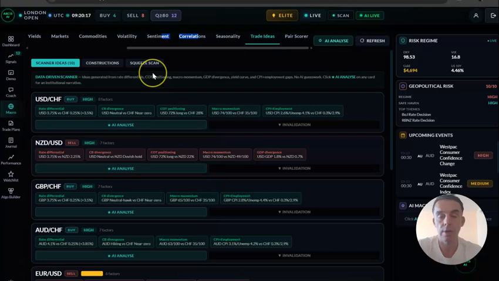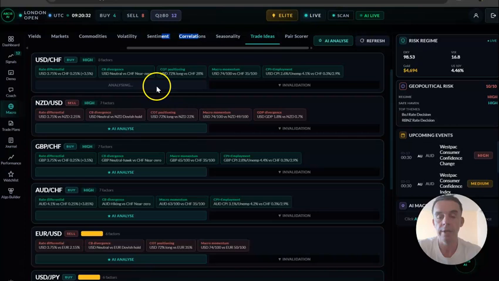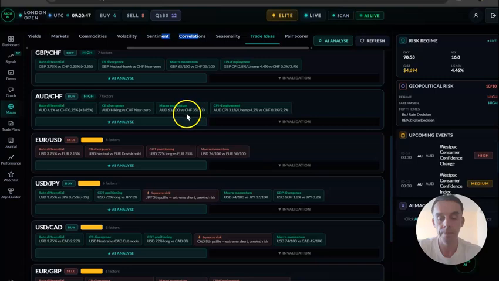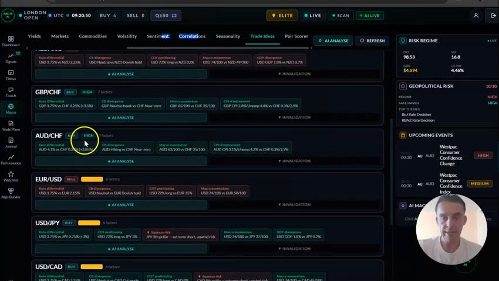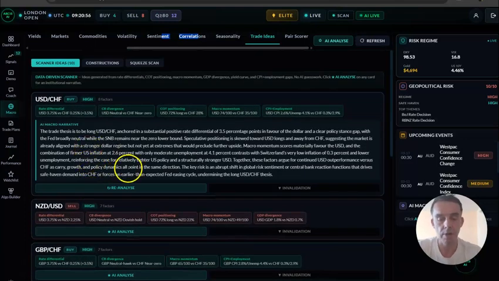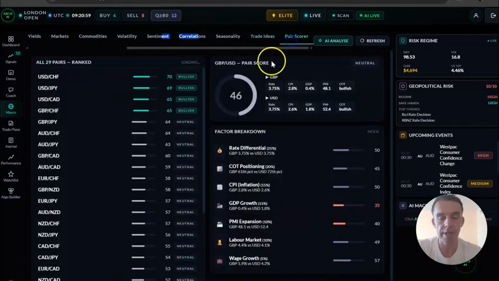Then the trade ideas. So what the AI does, reads all that data from all the macro indicators, commodities, volatility, sentiment, correlations, reads all that and comes up with trade ideas. You can hit AI analyze. So if anything changes in the macro approach, this here changes also. And it just explains the reason for the setup. Green means high, means very good. And yellow is medium. So if you're a position trader, this can really help. And then the pair score at the end here.